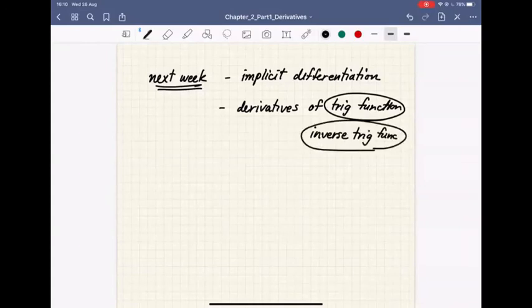Raise your hand if you know that you are weak in trigonometric functions. You can type in the chat if you are worried about trigonometric functions, because next week we're going to start doing them, and usually students have a hard time with trig and inverse trig. But next week we're going to look at how to differentiate sine, cosine, tangent, and so on, and arc sine, arc cosine, arc tangent, something like that.